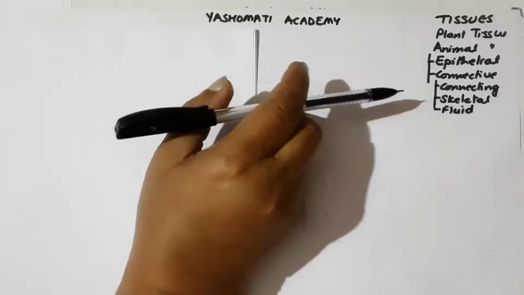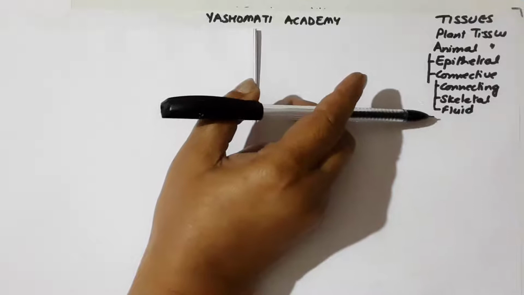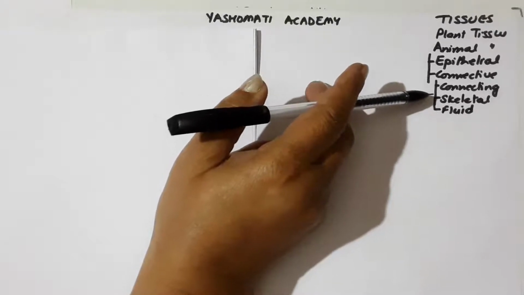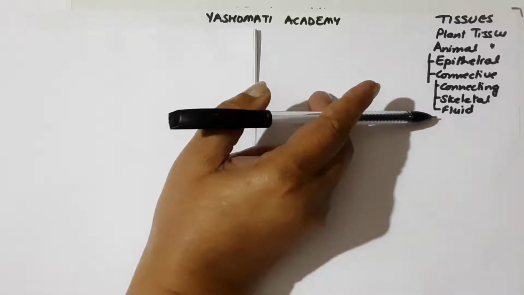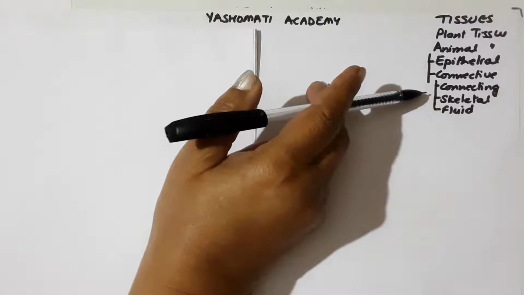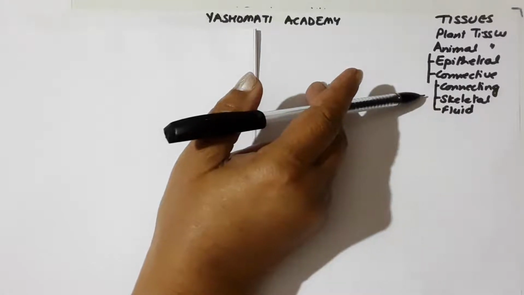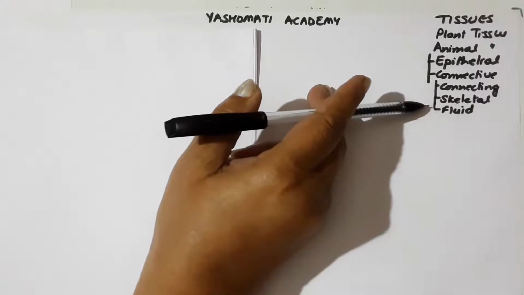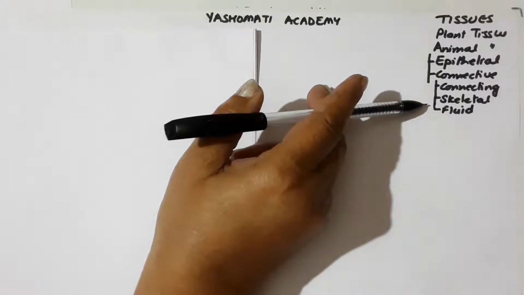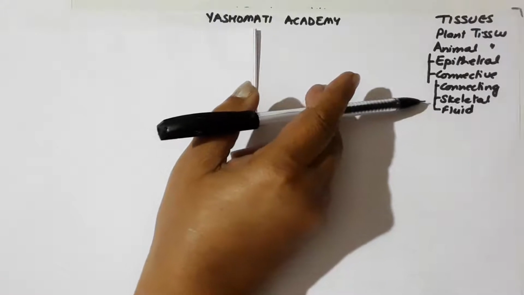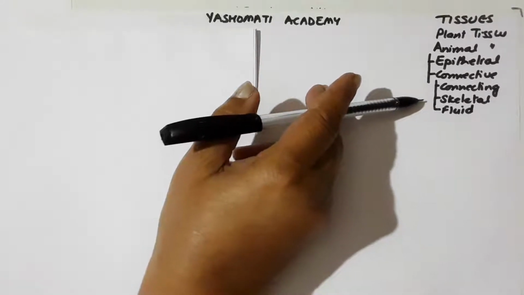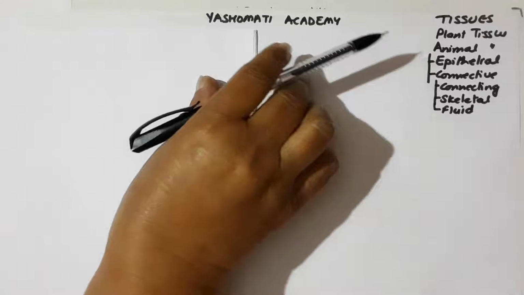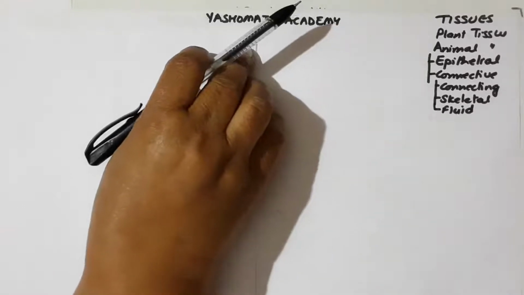We are discussing at present three different types of connective tissues: connecting tissue, skeleton tissue and fluid tissue. Connecting tissue is further of two different types, that is ligament and tendon, and skeleton tissue is also of two types, that is bone and cartilage, and we have discussed them in the previous lessons. Today we are going to discuss the fluid tissue.